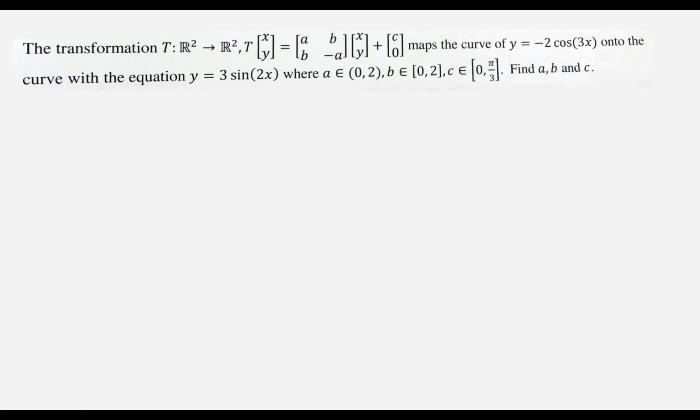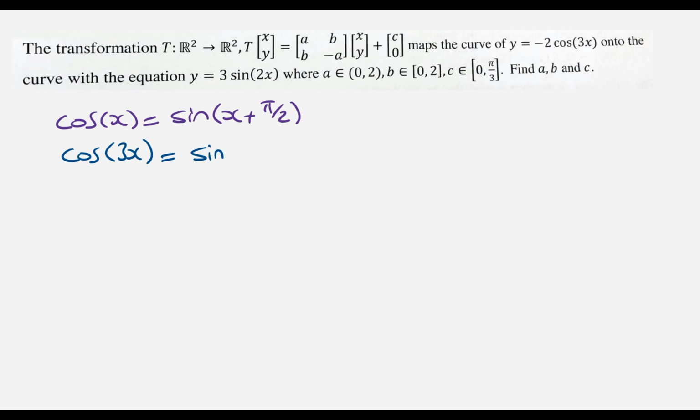One way to do this is knowing that cos of x is equal to sine of x plus pi on 2. Meaning that if we translate the sine function pi on 2 units to the left, we're going to get the cos function. And so this means that cos of 3x is the same as the sine of 3x plus pi on 2.